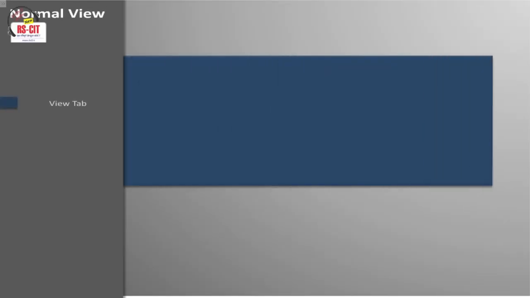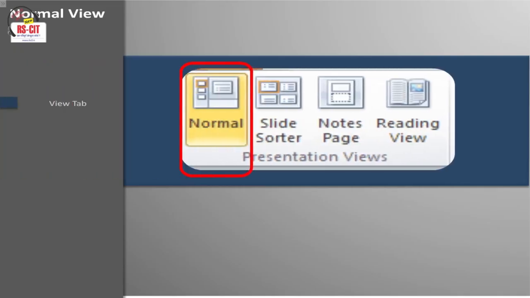Normal View. Normal View is the default and most often used view. This view displays one slide at a time in the slide area and is used mainly for editing and creating slides, and shows PowerPoint's typical tri-pane interface that includes the slides or outline pane, the slide area and the notes pane.